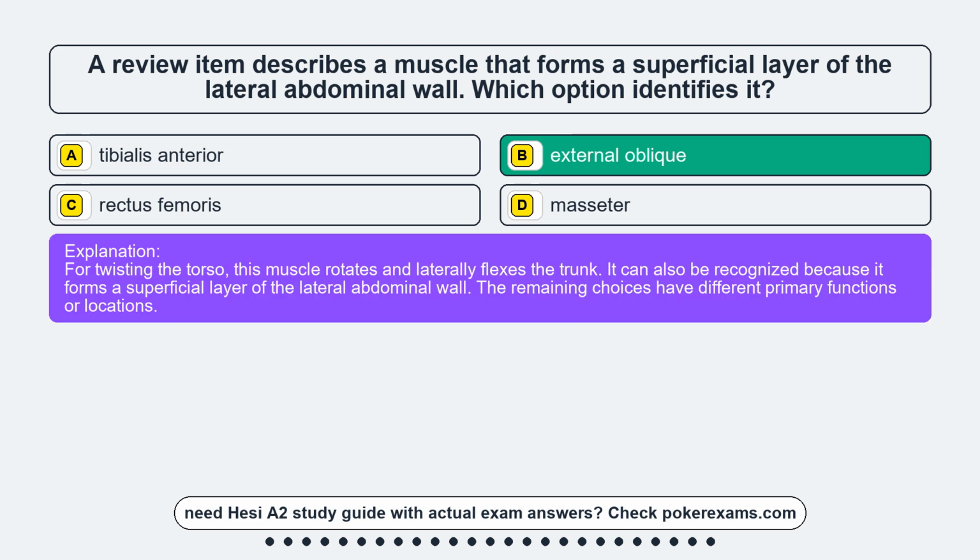For twisting the torso, this muscle rotates and laterally flexes the trunk. It can also be recognized because it forms a superficial layer of the lateral abdominal wall. The remaining choices have different primary functions or locations.